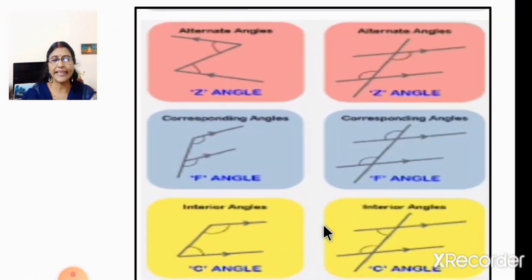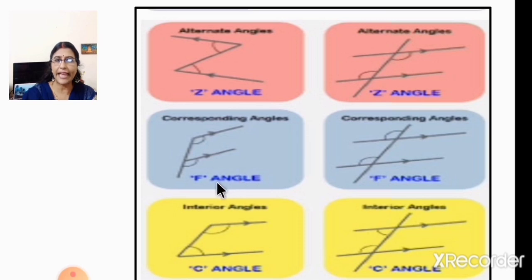Now here you can see Z-shaped angles. Normally here you can see a Z shape is formed. So they are alternate angles. You can see here this is one angle, this is one angle. They are alternate to each other. Same way here also you can get a Z shape, and here one angle, here one angle. They are alternate angles. So Z-shaped angle stands for alternate angles. You can remember in this way.